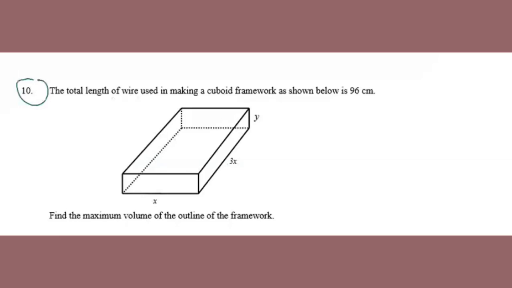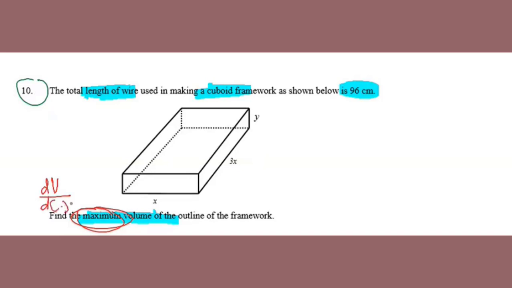Number 10. Length of the wire. The length of the wire, panjang, but it's make a cuboid. Shown below is 96. The total of the length is 96 lah, and then they form a cuboid. Find the maximum volume. Kita concern on V volume. Differentiate V with respect to something variable.